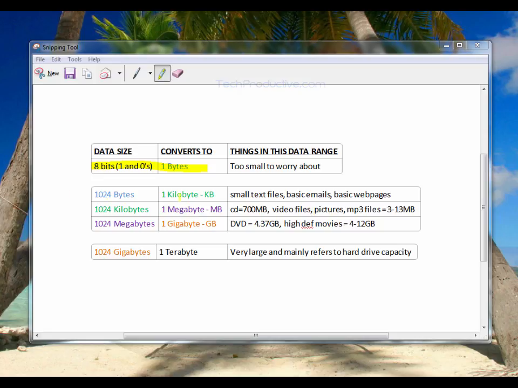If we get 1,000 bytes, we get a kilobyte. Now a kilobyte is typically the realm of small text files, basic emails or really basic web pages. It's quite small and nothing you really need to worry about.